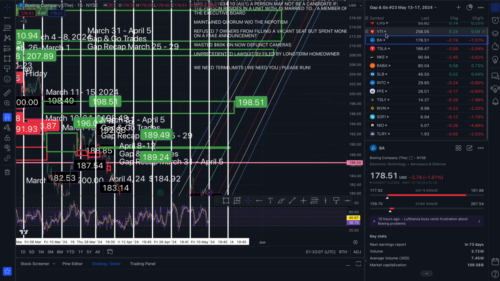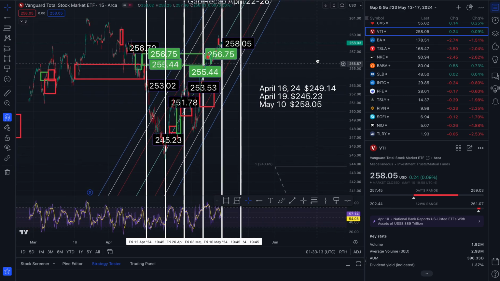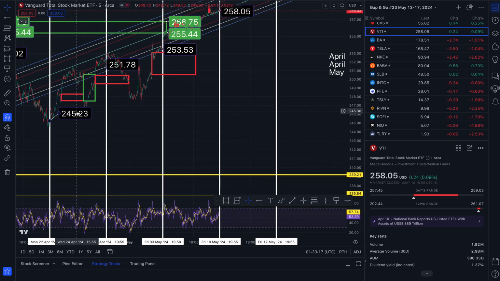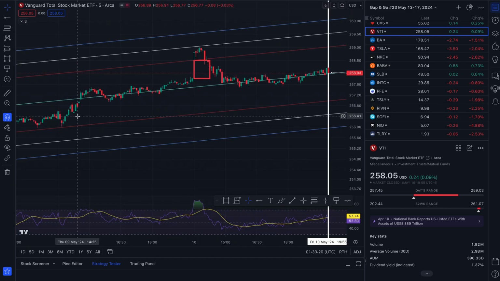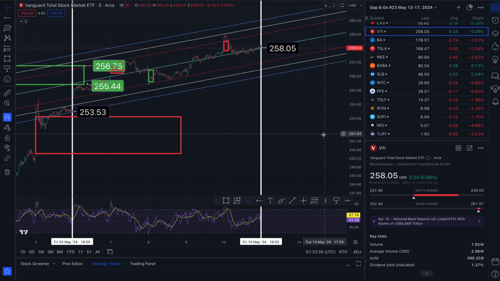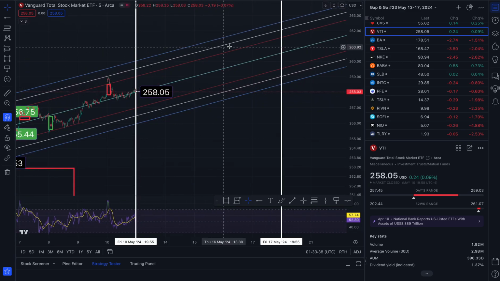The next one is Vanguard Total Stock Market Index Fund. Option R, reset. 258.05 is where we ended to the north side. 259.03, 259.52, and 260.03. And remember, I'm just tracking from this point to this point, just a small move, okay?